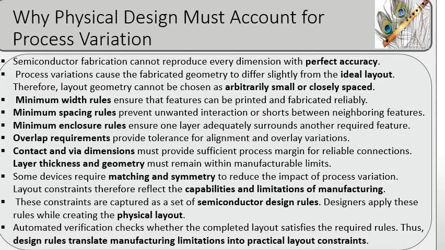For sensitive devices, additional constraints such as matching and symmetry may be required to reduce the impact of process variations. These manufacturing capabilities and limitations are converted into a formal set of design rules that guide physical layout. The layout is then checked against these rules before fabrication. In this way, design rules provide the bridge between semiconductor manufacturing capability and physical design implementation.